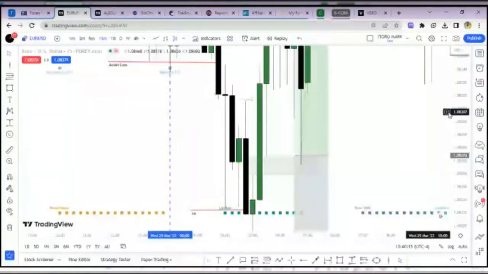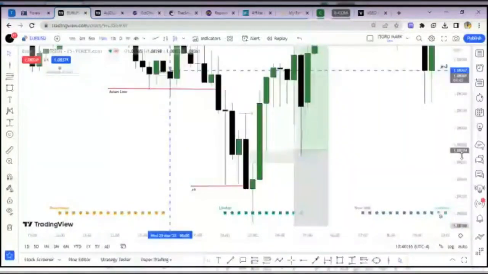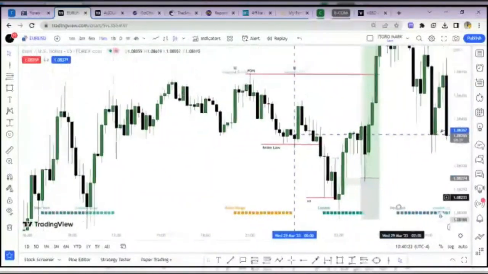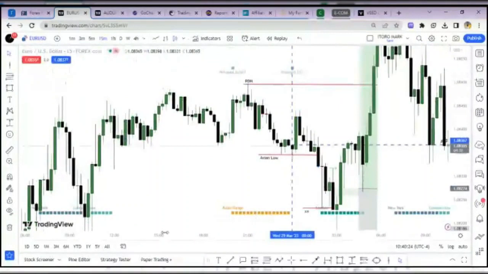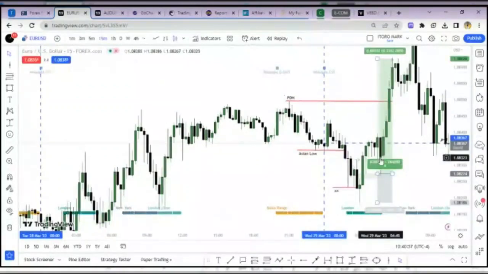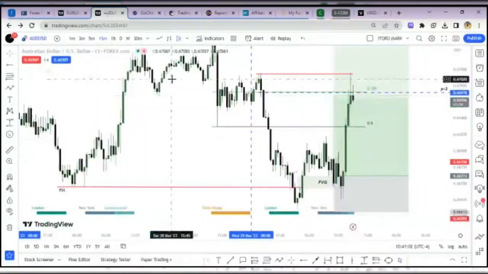And then price went to do what? Where is the target? The target liquidity or external PD array. So if I can mark here, this is Tuesday's open and this is Wednesday open. So in here was the activities on Tuesday. So this is the high of Tuesday, previous day high. This is the trade that I took on Euro, and these are just the two trades that I took today.